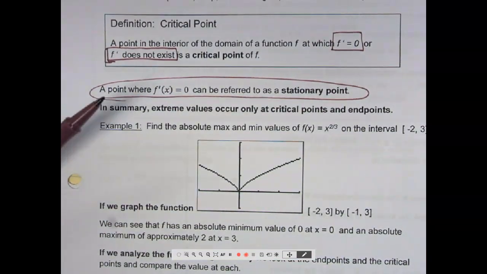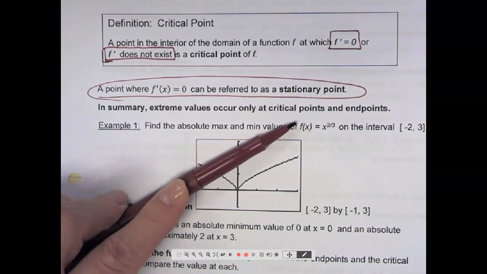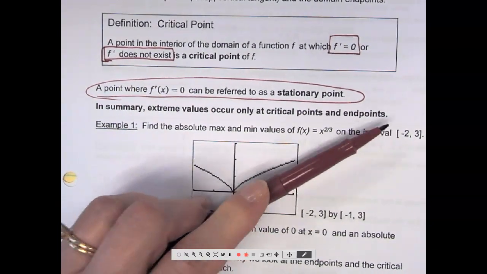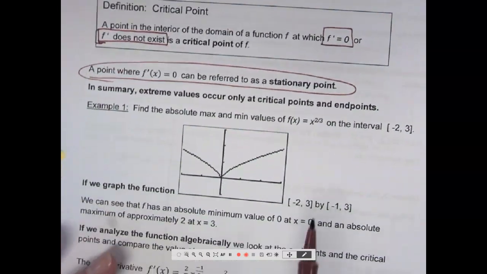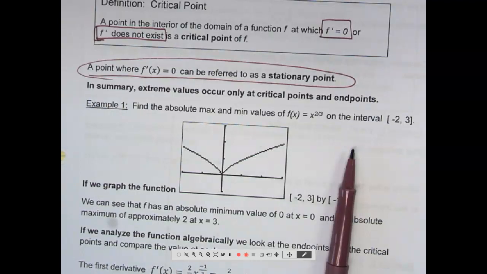Okay, in summary, extreme values occur only at these critical points. Where is the slope 0? Where is the slope undefined? And at the endpoints. Those are the only points we're going to check and be interested in. Okay, here is the graph of x to the 2/3. What does x to the 2/3 mean?